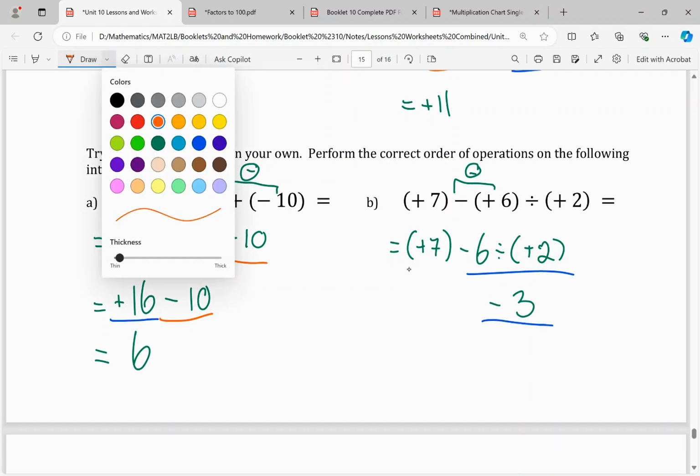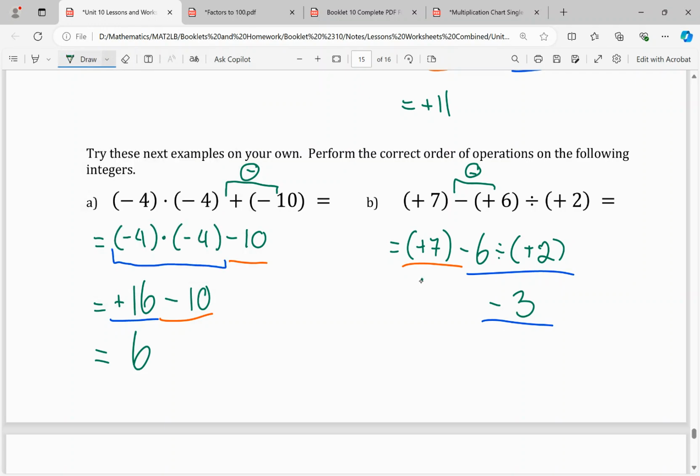Now, the 7, the positive 7, that's just going to carry down to the next line as so. So now we have positive 7 minus 3, and 7 minus 3 is simply equal to 4. That's your final answer.